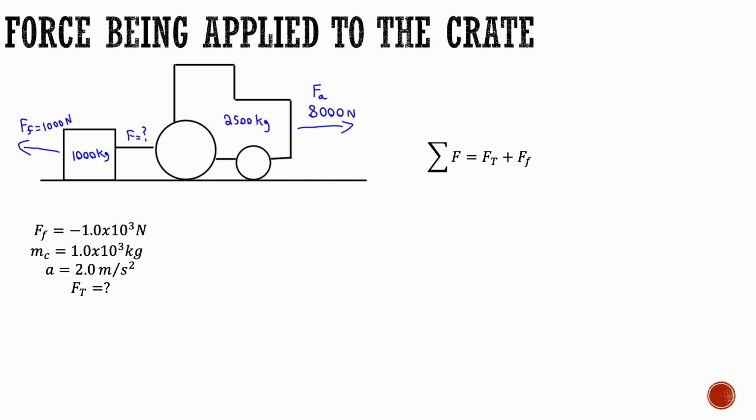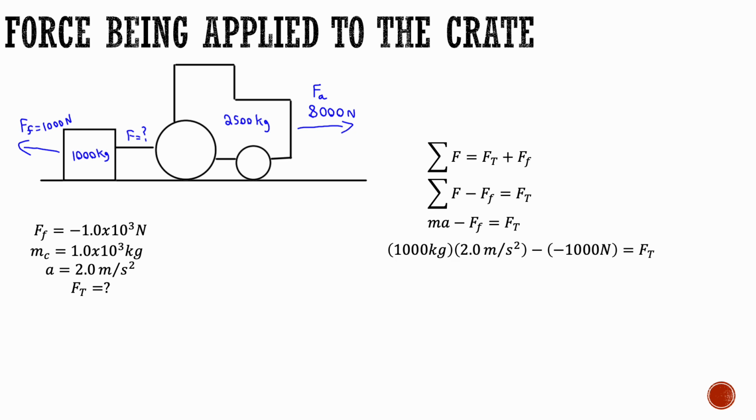We can look at our sum of forces in this case, which is force of tension plus force of friction. Now we want the tension force on its own side, so we subtract the force of friction to the other side. Our sum of forces we can write as MA. So we've got MA minus force of friction equals FT. Substitute our values in, and we get our tension force is 3,000 newtons. Going to the appropriate amount of sig figs would be 3.0 times 10 to the 3 newtons.